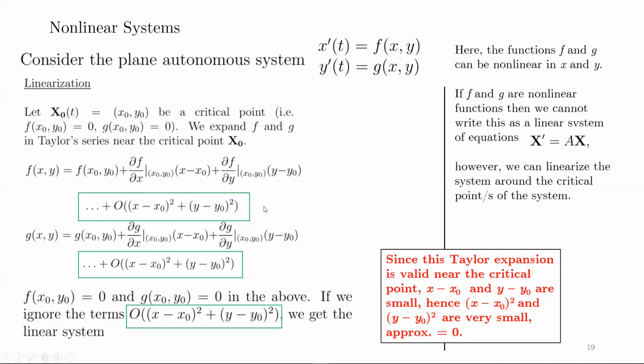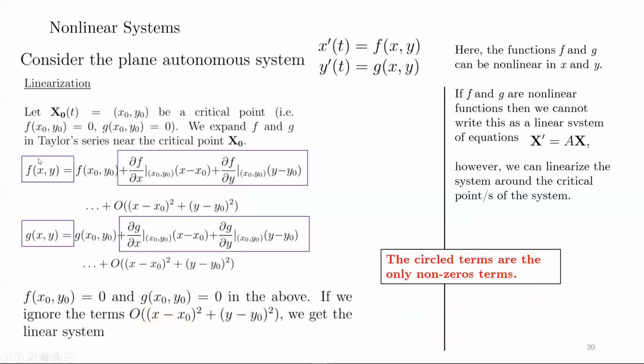Okay. So by the time we've thrown out these higher order terms in green here, and the fact that f evaluated at the critical point and g evaluated at the critical point are both equal to 0, all we're left with is the Taylor expansion of f, or the linearization of f, which is just the partial derivative with respect to x times x minus x naught, plus the partial derivative of f with respect to y times y minus y naught, and similar for g. And again, remember these partial derivatives are evaluated at the critical point.